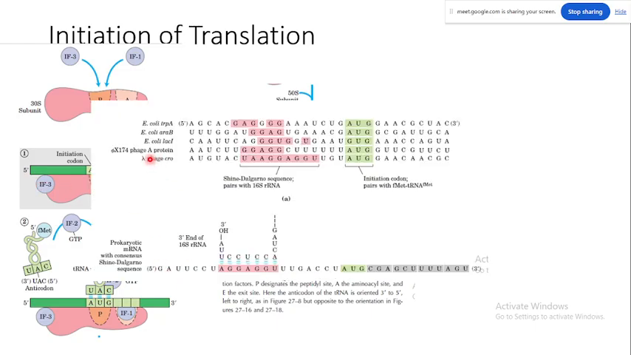Here you can see the Shine-Dalgarno sequence, which is present in the prokaryotic mRNA, which is AGGAGGU, and it can interact with the 16S ribosomal RNA, which is a part of this 30S ribosomal subunit. It will interact with the 16S ribosomal RNA, which is just complementary. So that's how this mRNA can position itself in the ribosome, by this Shine-Dalgarno or SD sequence.